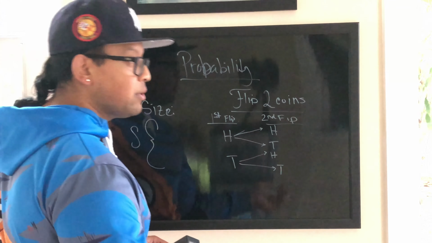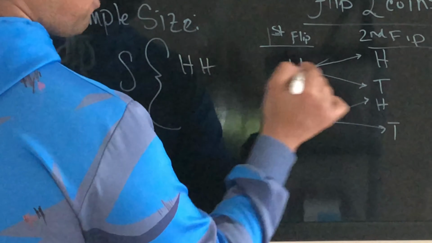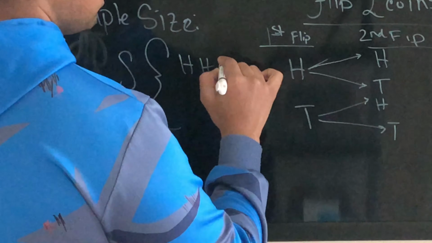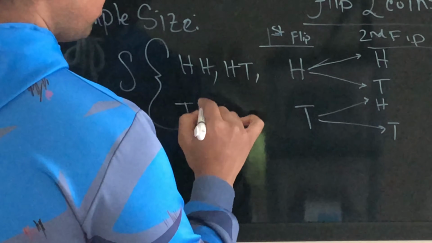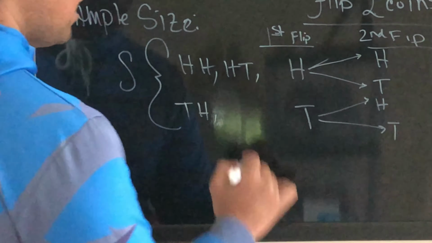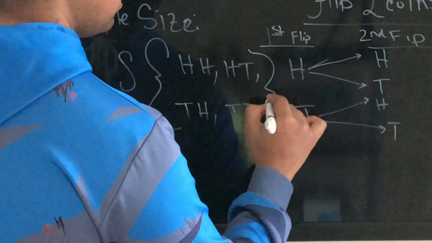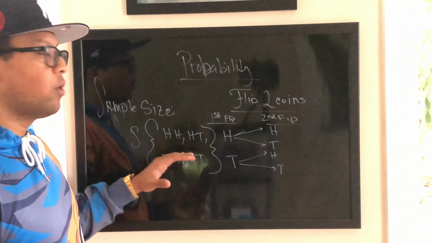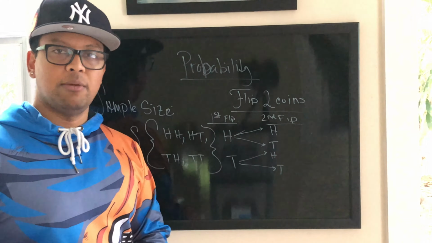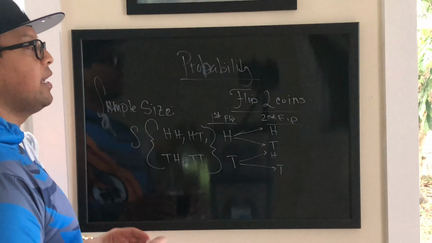So then your sample size would look like this. H and H, for heads and heads. Or it could be H and T for heads and tails. Then it could be T and H for tails and heads, or T and T for tails and tails. So the total sample size here would be 4. That is your total sample size. All right, now let's try 3.